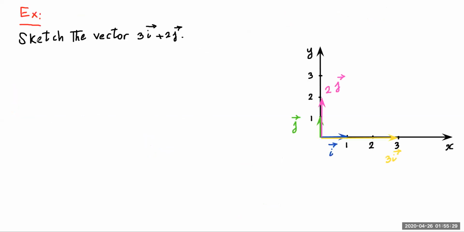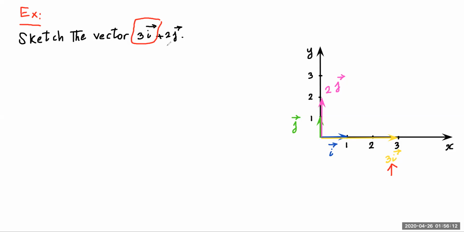Now in this question, sketch the vector 3i plus 2j. So I know that i is the unit vector of the x-axis. The vector i is parallel to the x-axis and in the same direction and of length 1. The vector j is in the same direction as the y-axis and of length 1. So what is 3i? The vector 3i is given here in yellow. Okay, so i is given in blue, so it's 3 times the vector i.